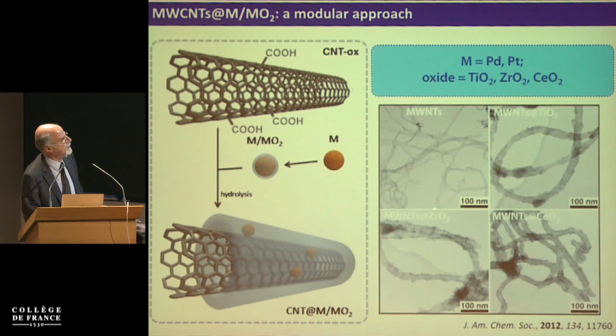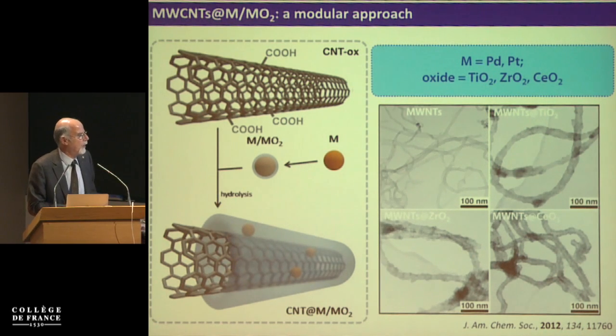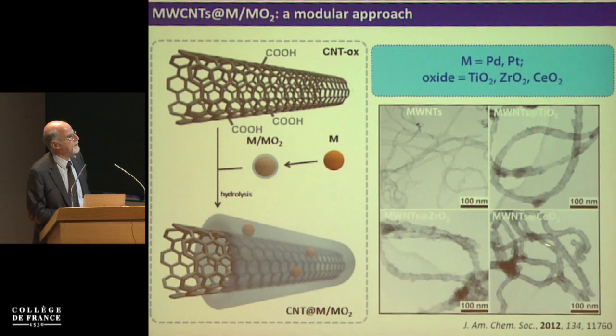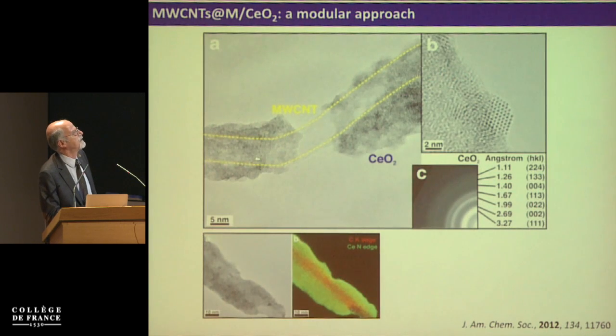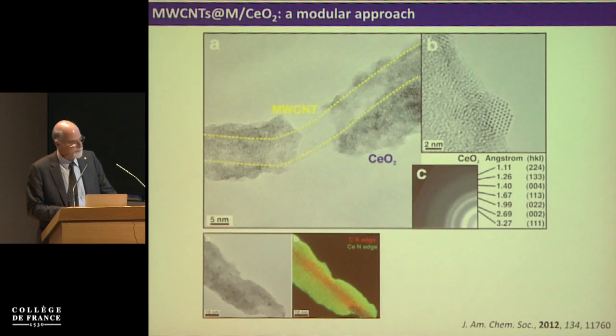This must be titanium, this is zirconium, and this is cerium oxide. And as you can see, the nanotubes are nicely and homogeneously surrounded by this layer of the oxides. From this higher resolution image, we can see the carbon nanotube surrounded by, in this case, cerium oxide. And the cerium oxide is in the crystalline state, as you can see from this image.